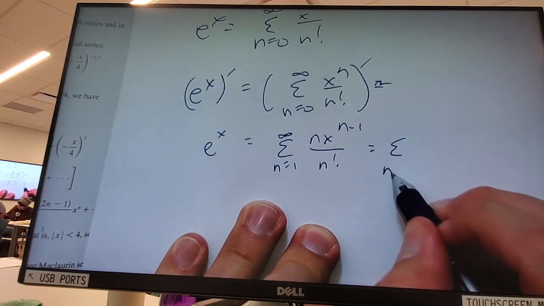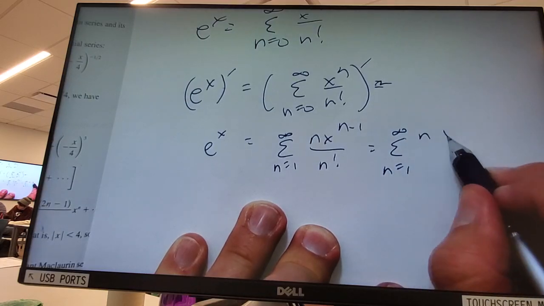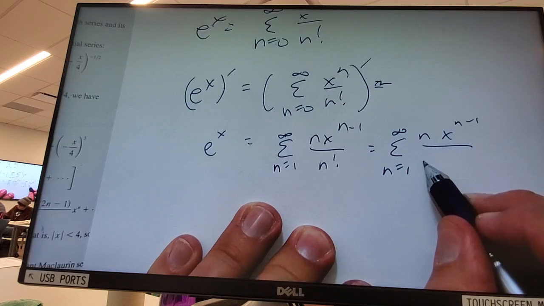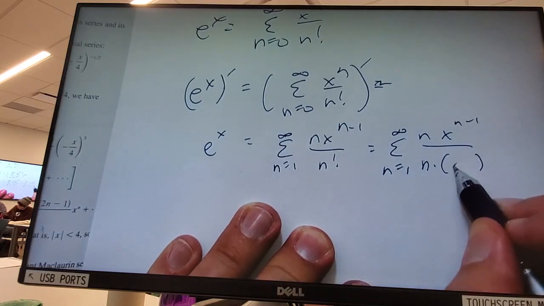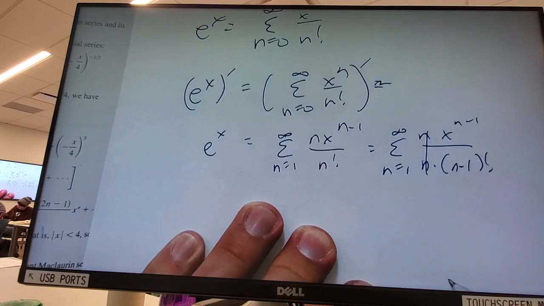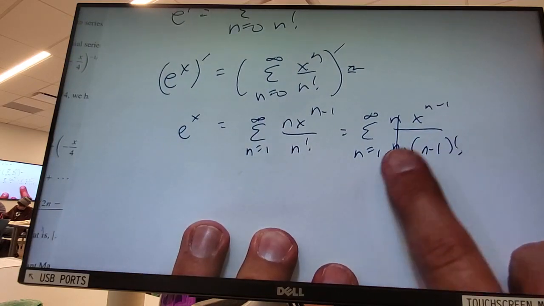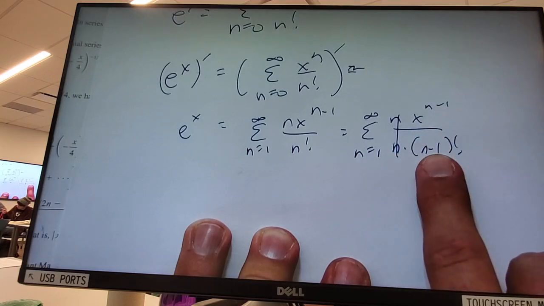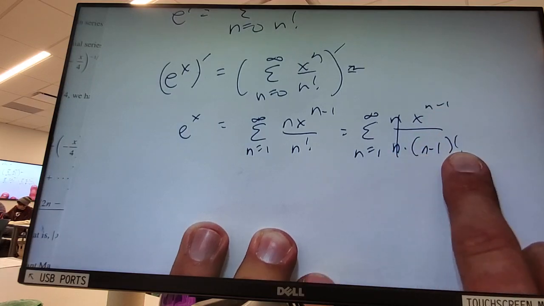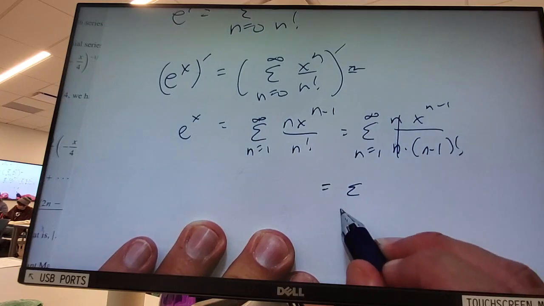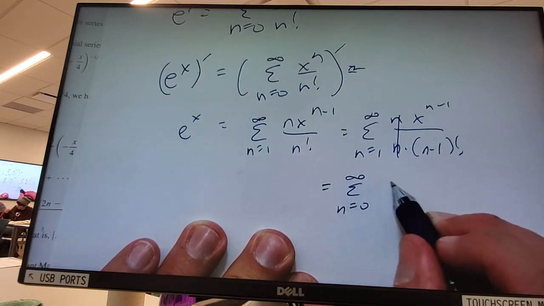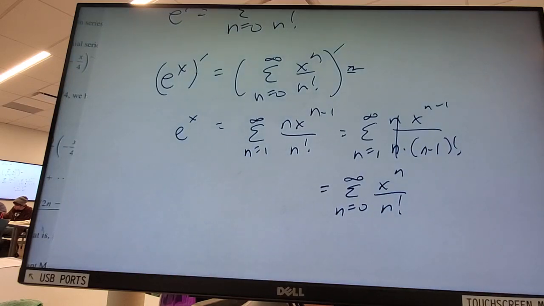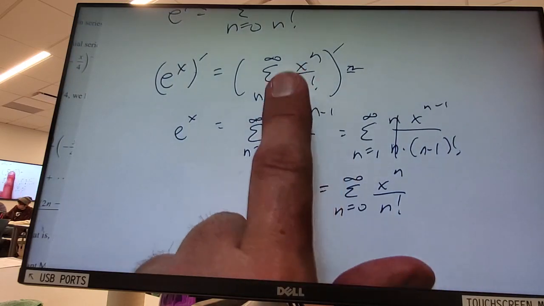Then what can I do with the bottom? Could something cancel if I did something with the bottom? How do I rewrite n factorial? N times n minus 1 factorial. Don't these cancel? Now, watch. When n is 1, what's this? 0. When n is 1, what's this? 0 factorial. So I'm going to start at 0 instead, which means this can start at n and this can start at n. Is it the same as it was before? Same as it ever was?